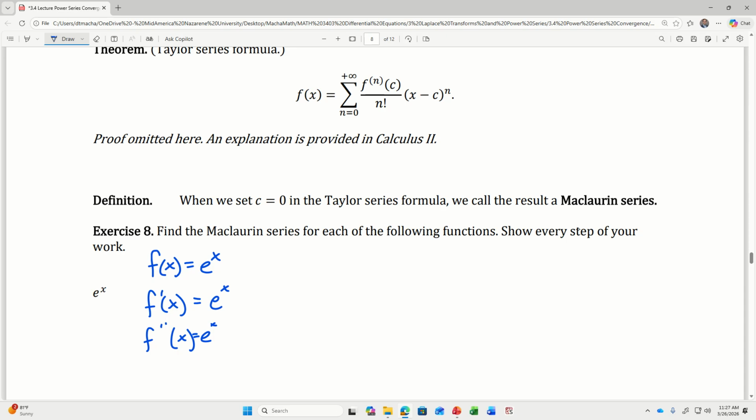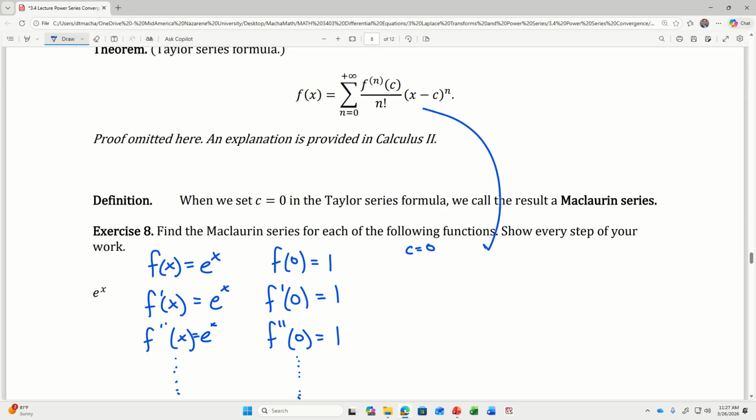What if I wanted to take e to the 0 power? It's 1. What if I wanted to take f prime of 0? Oh, it'd still be 1. Or f double prime of 0. It'd still be 1. And this is true for every derivative of e to the x. And so if I let 0 be the center of this series, it makes it a Maclaurin series.